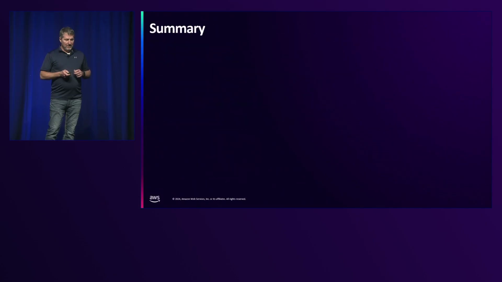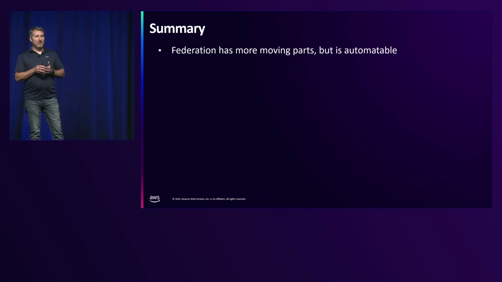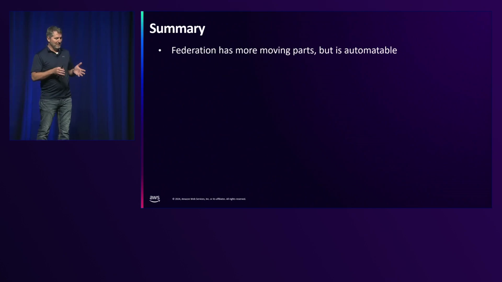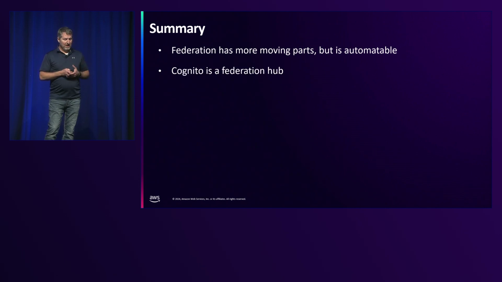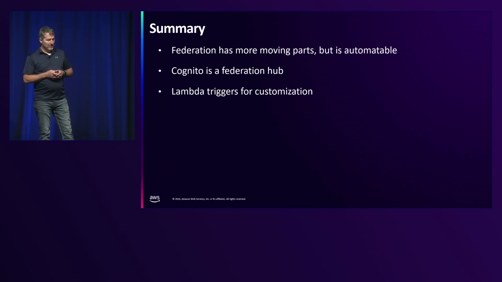And that's it. We're coming to the end here. So federation, obviously, some more moving parts. If you've avoided it up to this point, you should take another look. It's not that hard. It's pretty easy with Cognito, and it's all automatable, as we saw with Domica. Cognito is a federation hub. I kind of beat that drum already. Triggers for customization. I can't express how helpful and handy this is. There's a lot of stuff you could do in Lambda with the combination of these two.